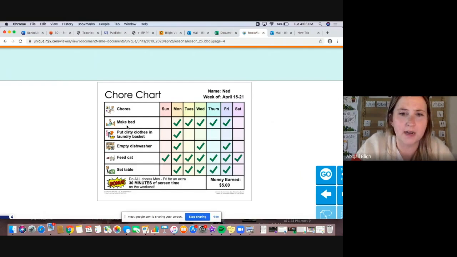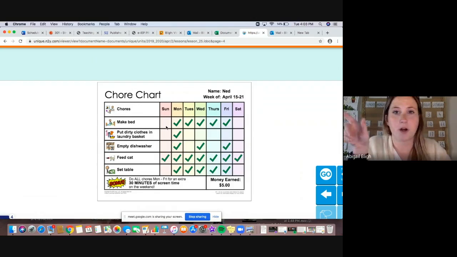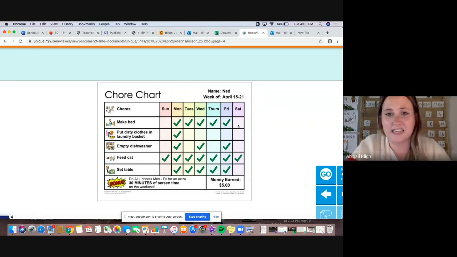So it says make bed. I'm going to go over here and look. Does he make his bed on Sunday? No, there's a blank space. There's no check mark, so he doesn't make it on Sunday. But all these days right here, Monday through Friday, he does make his bed. And then Saturday, he doesn't.